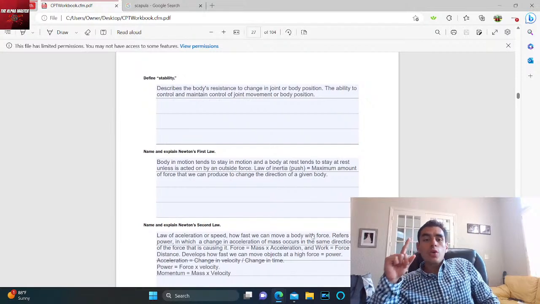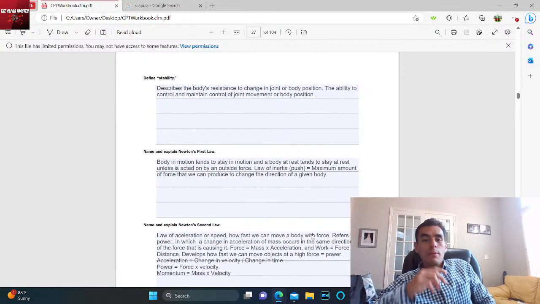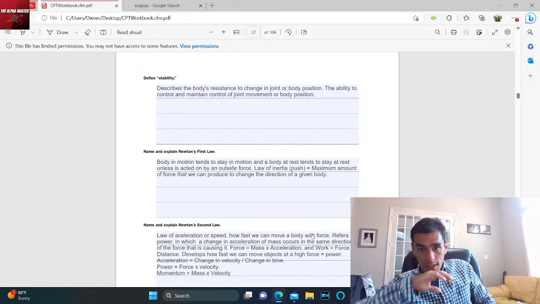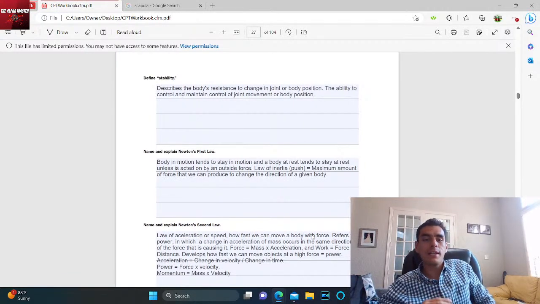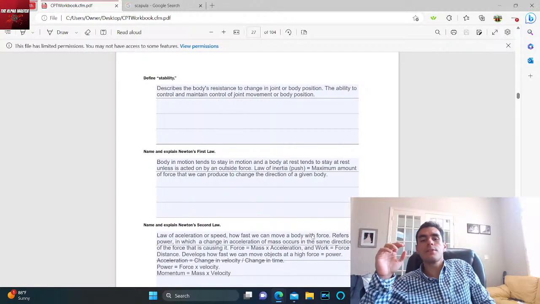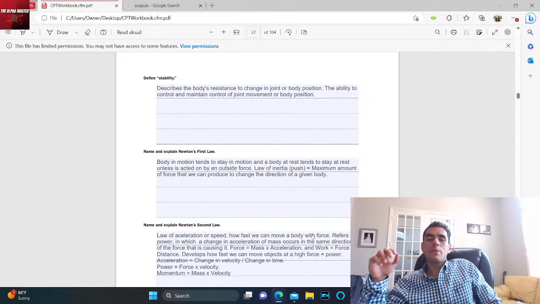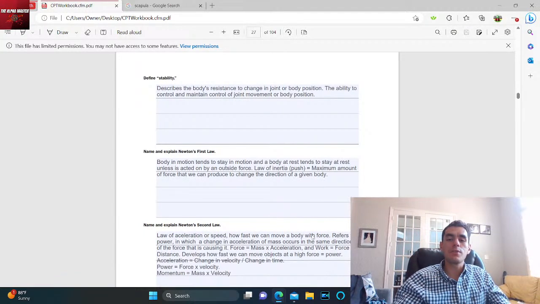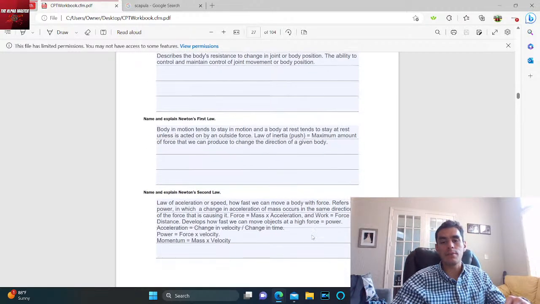Name and explain Newton's first law. A body in motion tends to stay in motion, and a body at rest tends to stay at rest unless it's acted on by an outside force. Law of inertia: the push, the maximum amount of force that we can produce to change the direction of a given body.